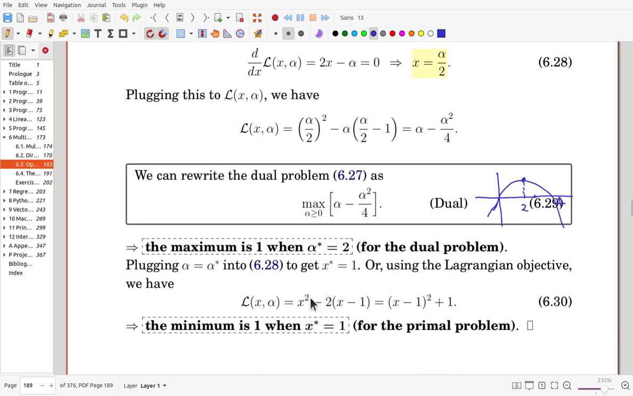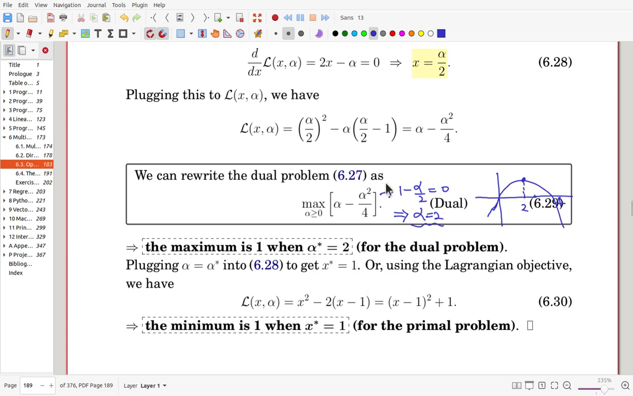You can easily see that. Or you can use the derivative technique. From here, if you take the derivative, then 1 minus alpha over 2 equals 0, so that we get alpha is 2. When alpha is 2, the value is 1. Now we found the optimal value alpha star, which is 2. Then you can plug it here and you can decide x, so that now x is 1, and you can finalize the answer.